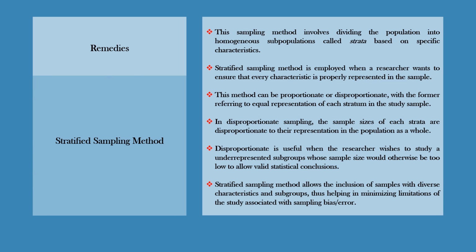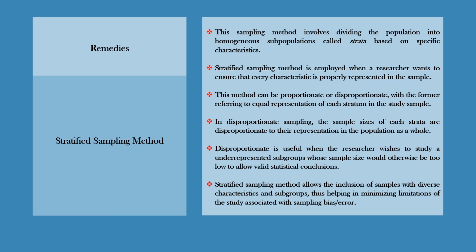The other method that has been proposed as a possible remedy to limitations of the study is the use of appropriate sampling method. You noted earlier that we stated that if there are serious errors that occur during sampling, then it might affect the quality of the research findings, and it might be difficult for such findings to be generalized to the wider population. So researchers have proposed the stratified sampling method as one of the remedies to limitations of research, especially that which is associated with sampling bias.